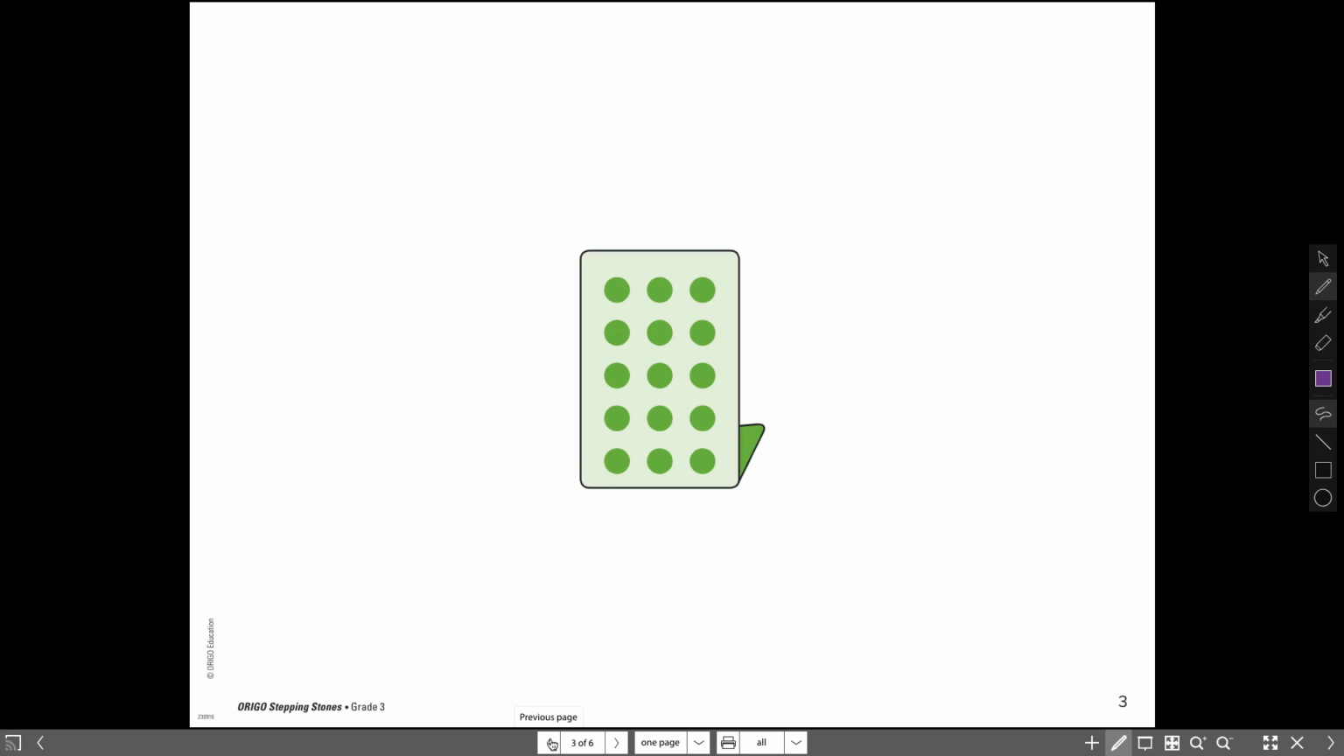Okay. What do we notice on this? Gabriel, how many rows do I have? 5. Okay, I have 5 rows. How many dots in each row? Patience, how many dots in each row? 3. Okay, so I have 5 rows of 3 is, everybody, how many dots? 15. So, I noticed my little flap right there, right?